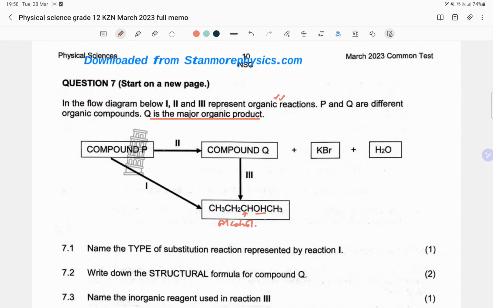So whatever this compound is, if we formed an alcohol, this is probably a hydrolysis if this is a haloalkane, or if this was an alkene, this is hydration. That's fine. So it's probably hydrolysis or hydration, depending on what compound P is. But this is your thought process. And then we're going to say, okay, compound P to compound Q.